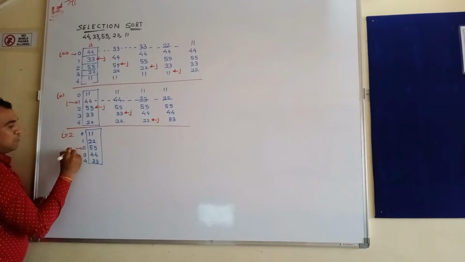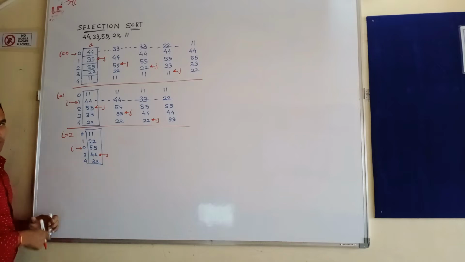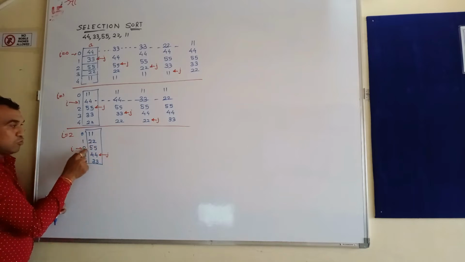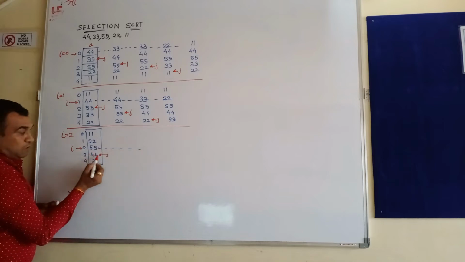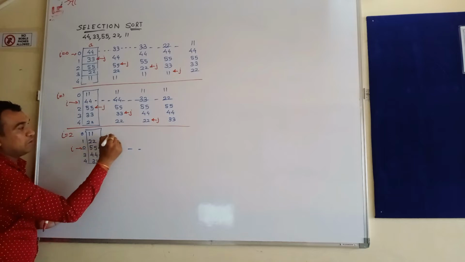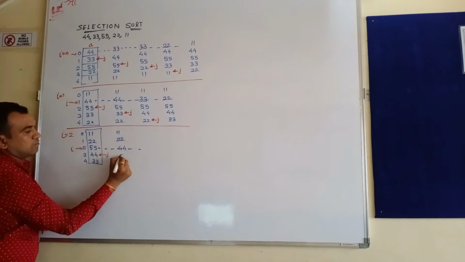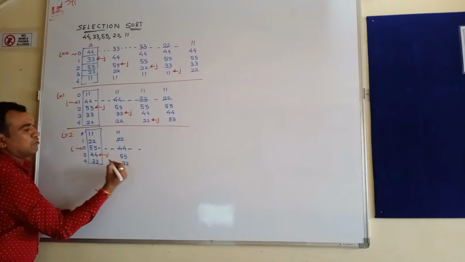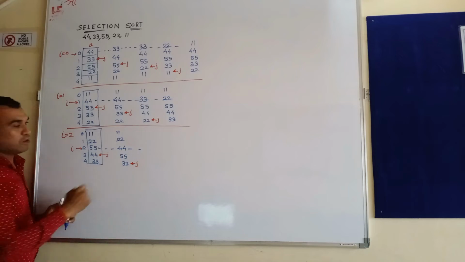i is here. j always starts with i plus 1. It means my j will be here. We are going to compare a of i with a of j. Our a of j is smaller than a of i, so we are going to interchange. It means 11, 22, interchange and 33. Now the inner loop j variable is increased and reaches the last index.